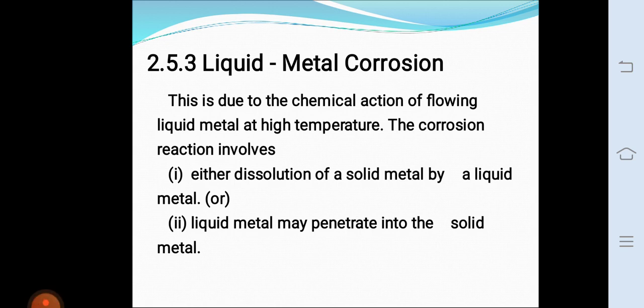Then, wet or electrochemical corrosion. Wet corrosion occurs under the following conditions: when two dissimilar metals or alloys are in contact with each other in the presence of an aqueous solution or moisture, or when a metal is exposed to varying concentrations of oxygen or any electrolyte.